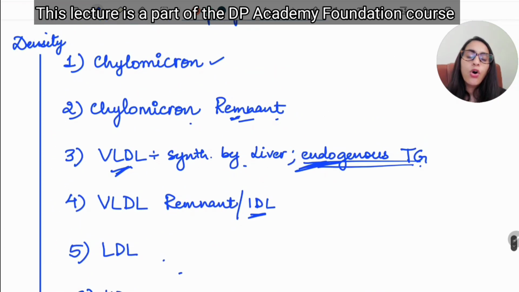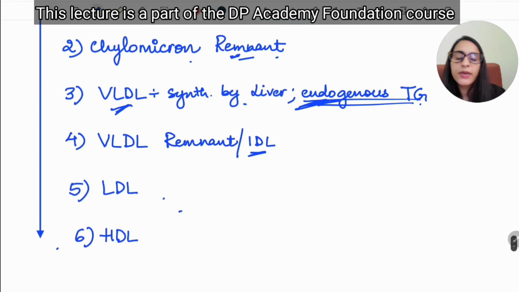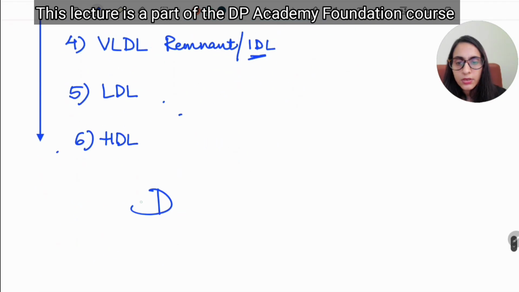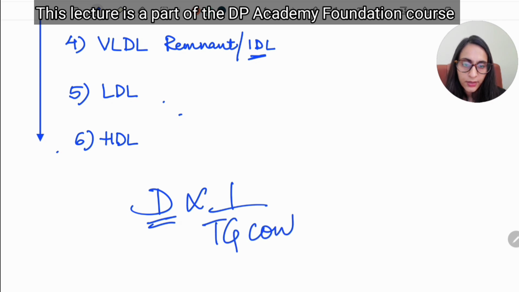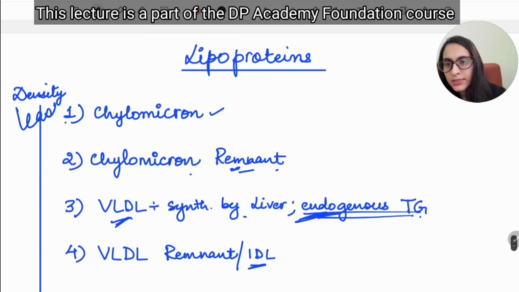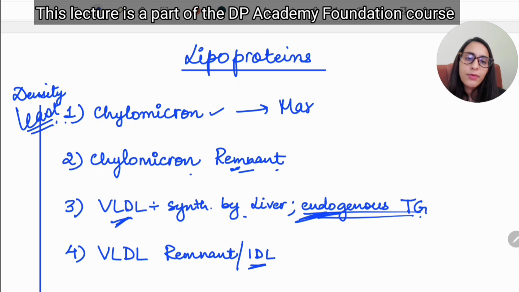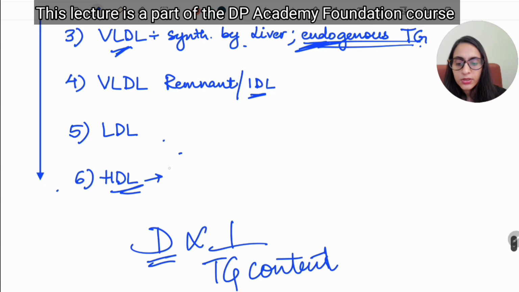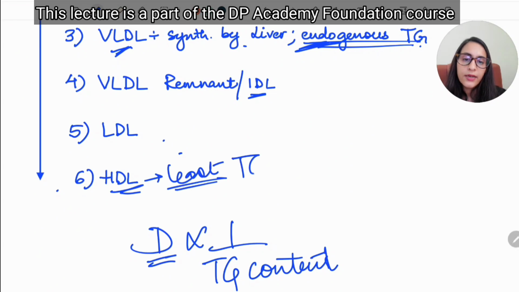So if you see all these lipoproteins, which are chylomicron remnant, VLDL remnant, LDL and HDL, density is from least towards the maximum density. So a very easy way to remember is density is inversely proportional to triglyceride content. As I told you, chylomicron has got the least density. That means chylomicron has got the maximum triglyceride content. And HDL has got the least triglyceride content.